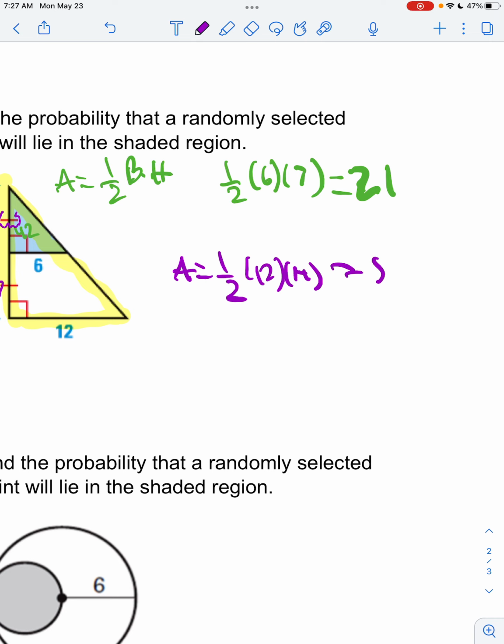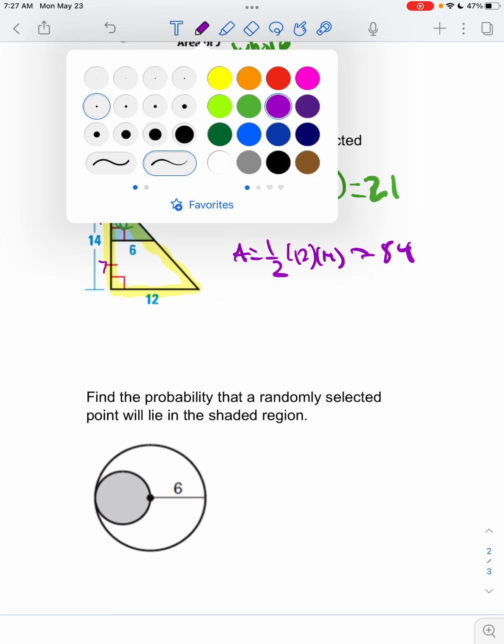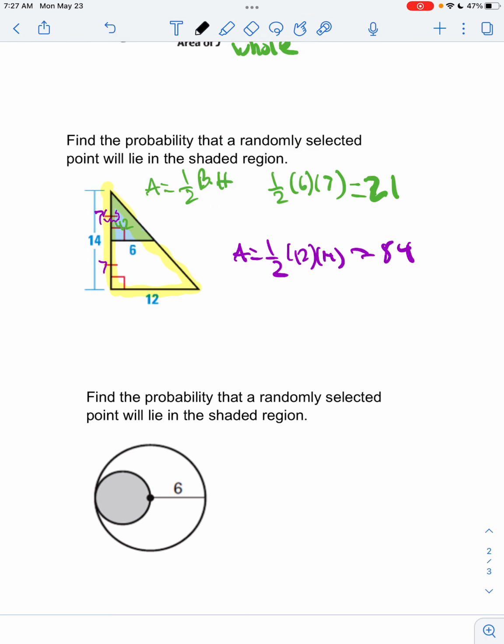is 84. So what's the probability? The probability that it would lie in the shaded region would be 21 out of 84. My guess is that we can find something these can be divided by. And actually, we could divide the top and the bottom by 21 and get 1/4. So there's a 1 out of 4 chance that a randomly selected point will be in that shaded region.